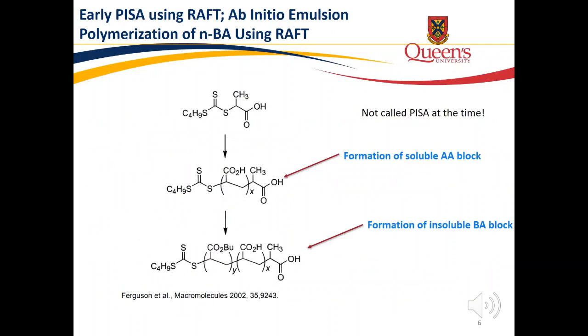factors. Now, the first reported work of this was Ferguson back in 2002. They were doing RAFT, ab initio emulsion polymerization of butyl acrylate. It was not called PISA at the time, and it involved, first of all, the formation of a soluble acrylic acid block, starting with a RAFT agent, and then formation of an insoluble butyl acrylate block. And once the butyl acrylate block became long enough, the different block copolymers in solution self-assembled to form seed particles, and that acted as the basis for the subsequent emulsion polymerization.